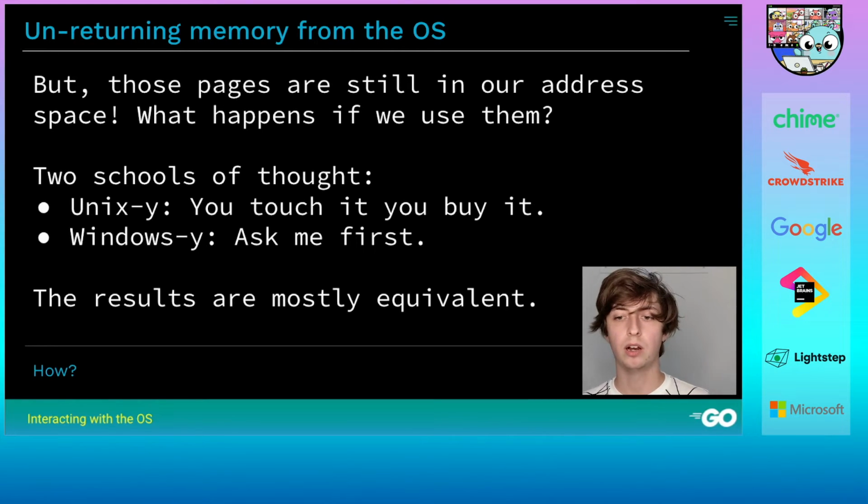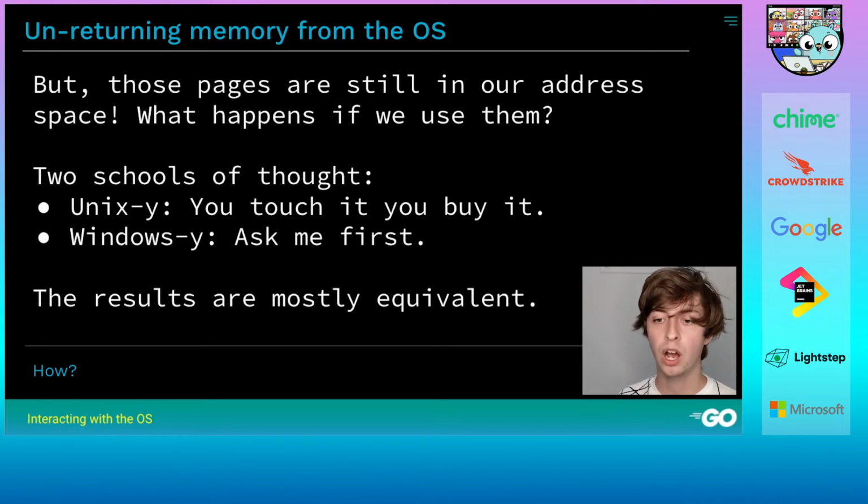On Windowsy systems, it's explicit. So if you try to touch that memory region after you do a system call that says, I don't need the contents anymore, you're going to fault. The OS is going to say, no, you can't actually touch that. You need to do another system call to make sure that you can reuse it. And I say Windowsy, but also macOS has a method of working this way. It actually supports both.